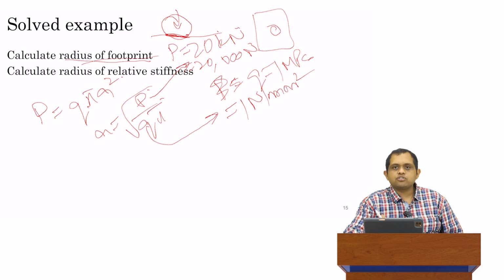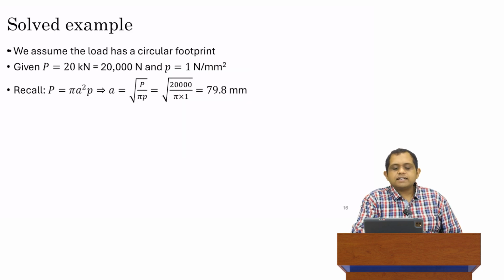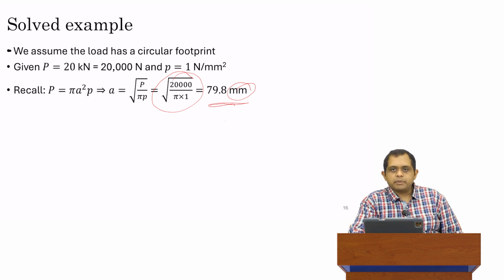Let the internal calculations do it to whatever number of decimal places. Computers generally go to 16 decimal places, so don't lose accuracy in rounding off. I have done that calculation here in this slide. So 20,000 divided by square root of pi into 1. What we get is that A in millimeters, very important, turns out to be 79.8 millimeters.